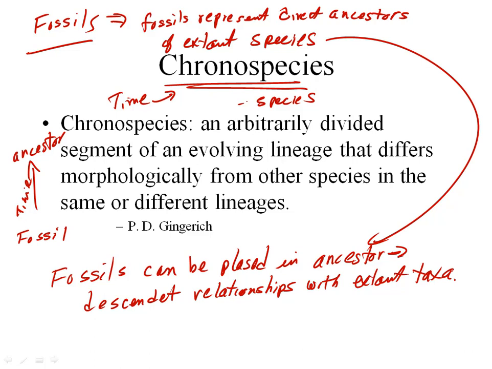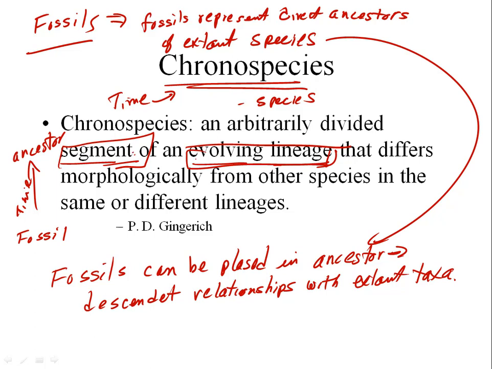So here's the definition. We're going to spend some time to understand this definition. A chronospecies is, first of all, a segment of an evolving lineage. So we've got to have an evolving lineage. We'll have to think about what that means. What's an evolving lineage? This is a part of that evolving lineage. So there's a line, and this is a segment of the line. And that segment of the line is arbitrary. This is a really important point: it's an arbitrarily divided segment.